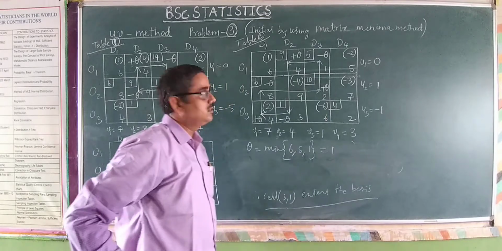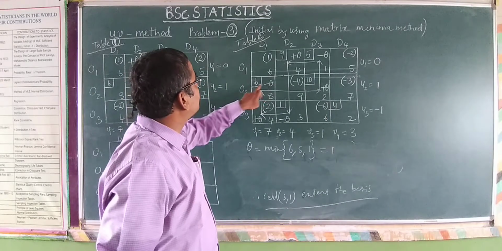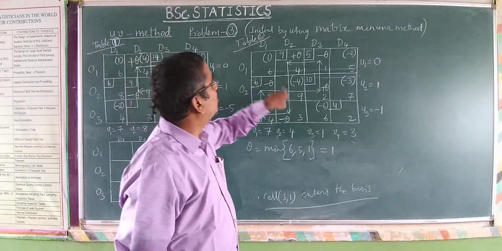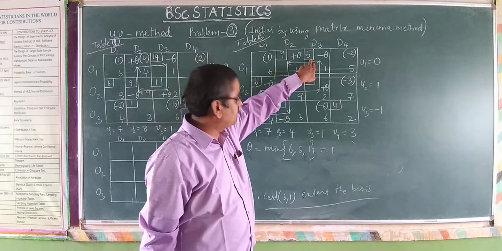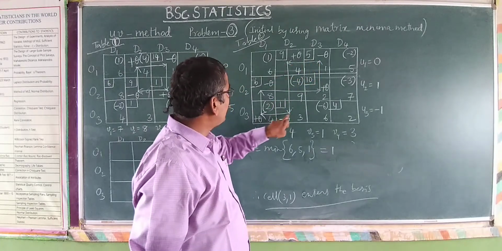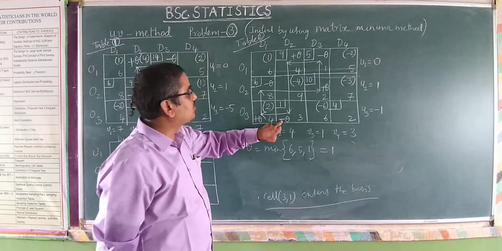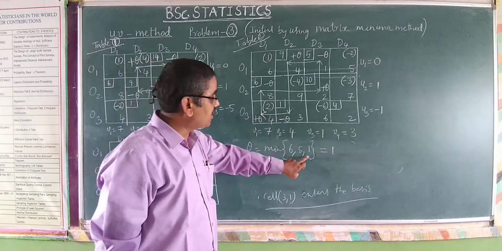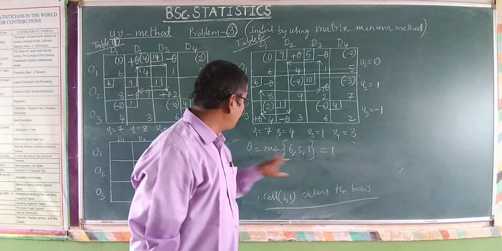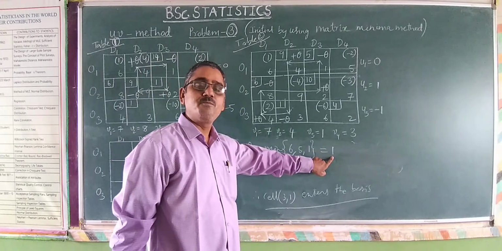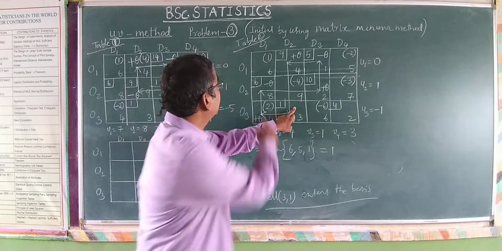Hope you understand. This is one negative sign, the quantity is 6. Go in this direction, this is another negative sign, the quantity is 5. This is another negative sign, the quantity is 1. So I have considered 6, 5, 1, in which the minimum quantity is 1. It is obtained in the cell (3, 2).